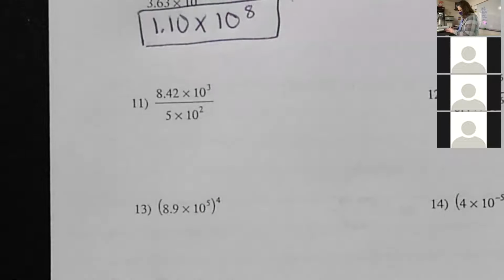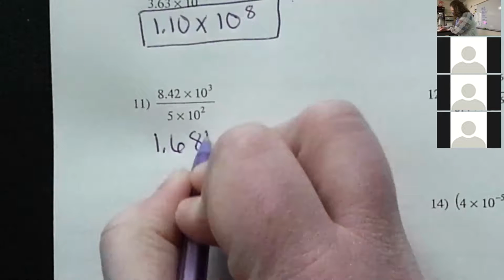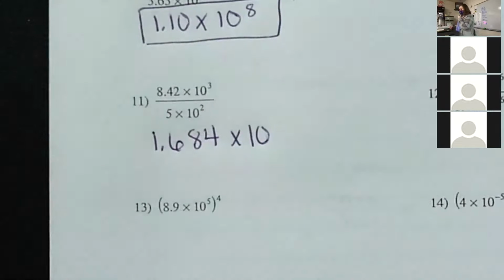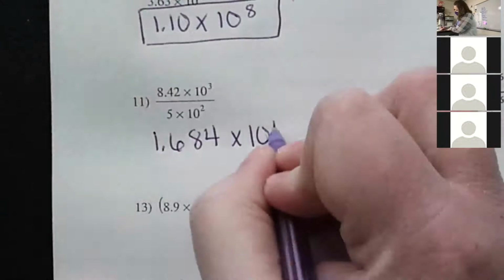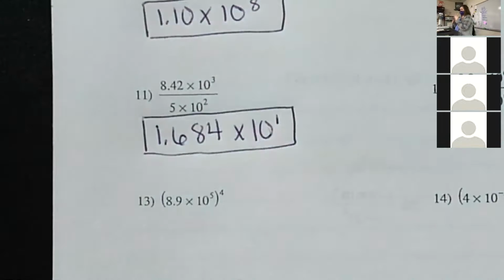Let's try 8.42 divided by 5. That one works out nice, 1.684-ish. Subtract your exponents. That would be to the 1. Okay, so scientific notation is the only time that it's okay to have negative exponents, and it's okay to have 0 exponents, okay? So scientific notation is the only time that we let that happen.